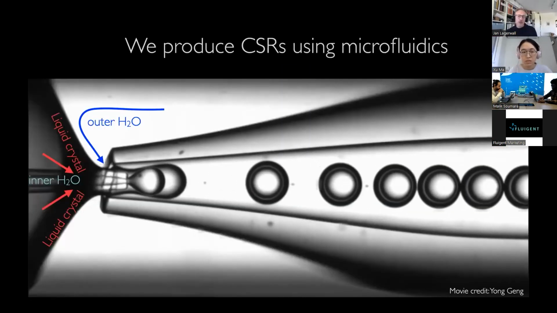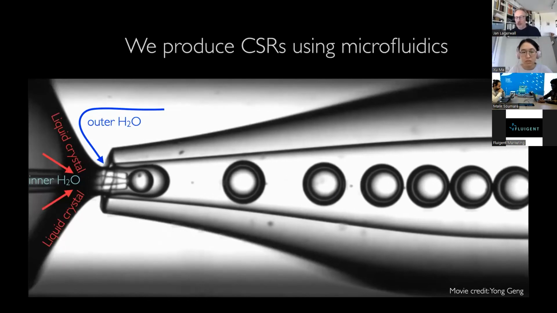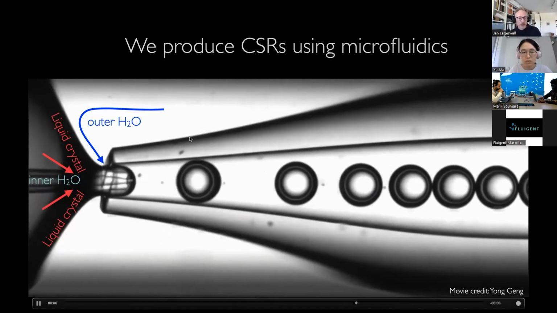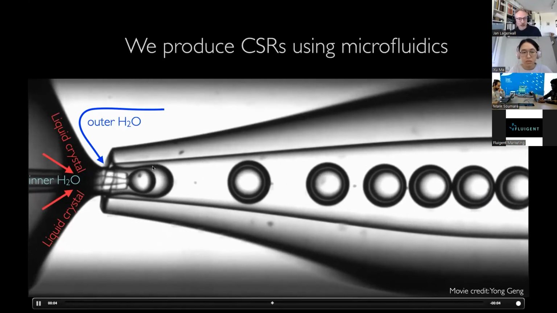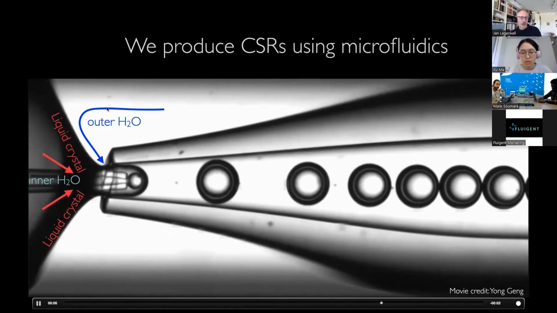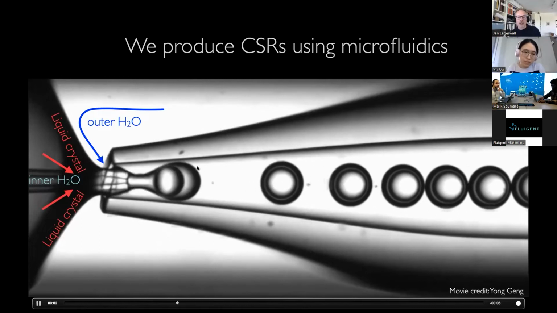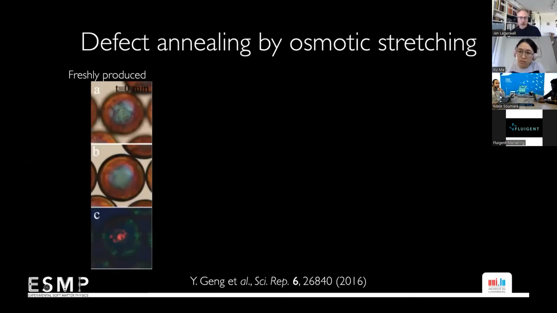This is just a movie showing how the production of the shells is going. So you see here's the injected water droplet. Here comes the liquid crystal surrounding it, and the outer water phase here is flow focusing the whole emulsion into the collection tube. So after production, this is what cholesteric liquid crystal shells look like. That's very different from what I showed you before.